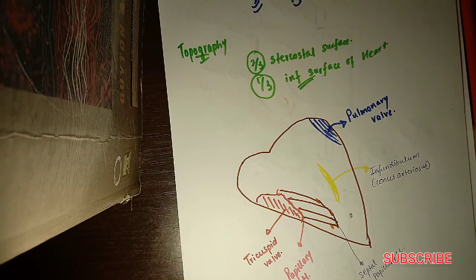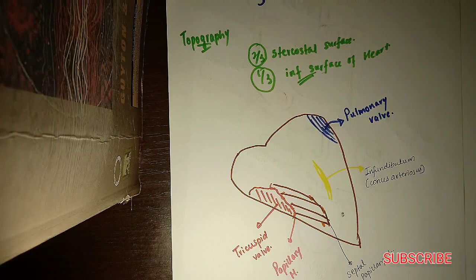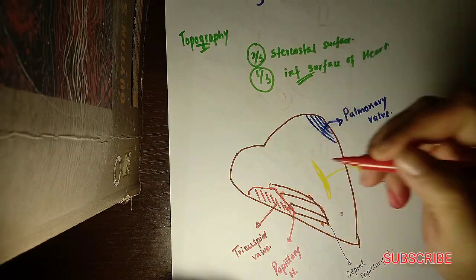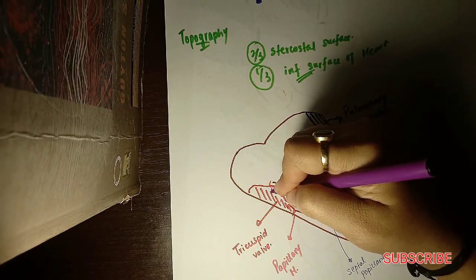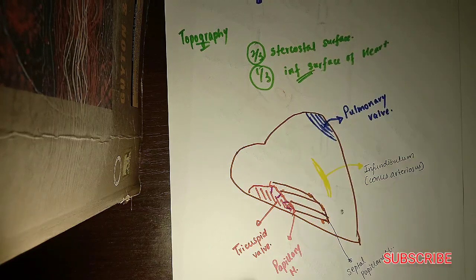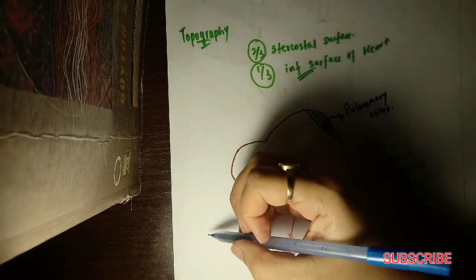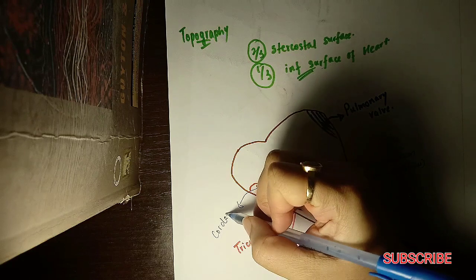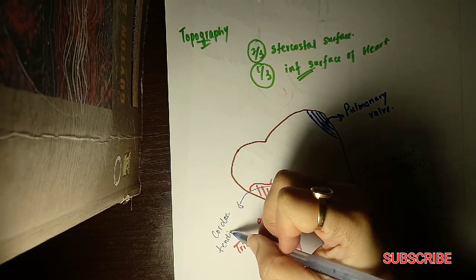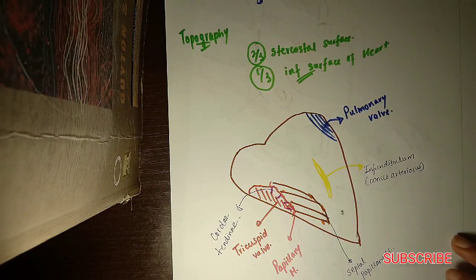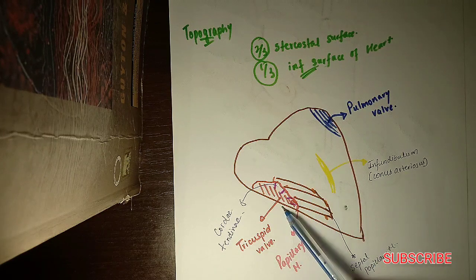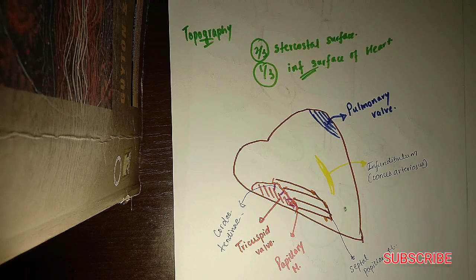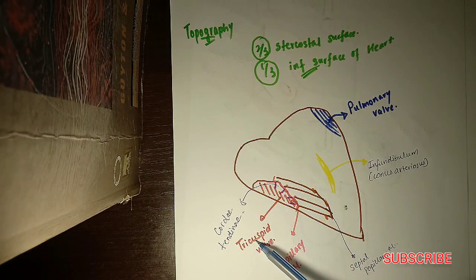Here inside, the tricuspid valve is attached to the papillary muscle. This is the papillary muscle, and these fibers are known as chordae tendineae. Now I will show you how this papillary muscle is attached to the tricuspid valve.